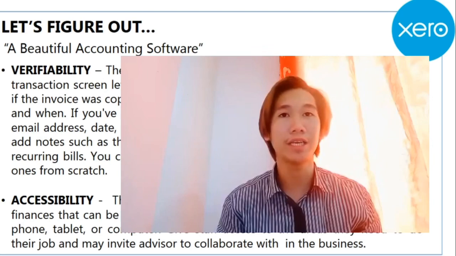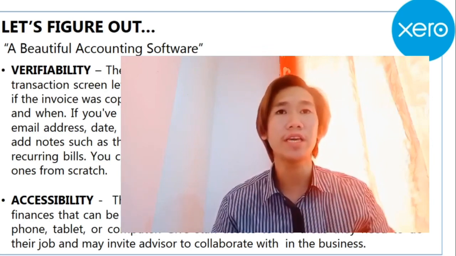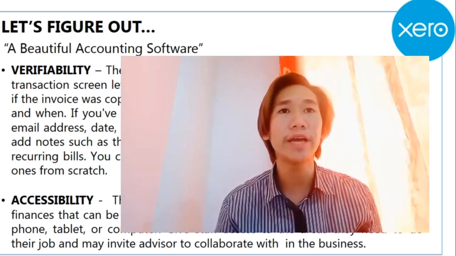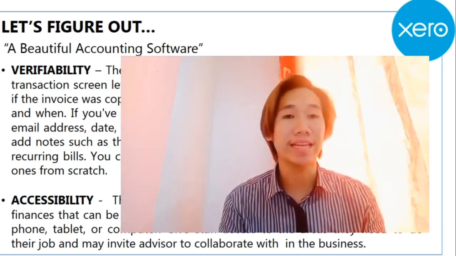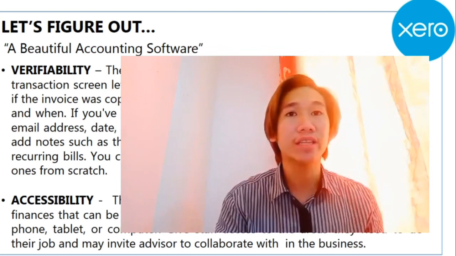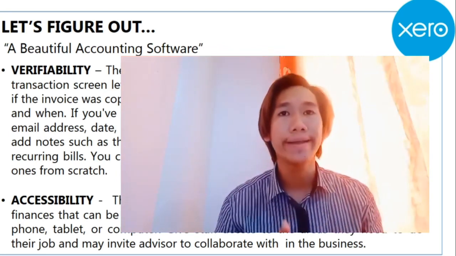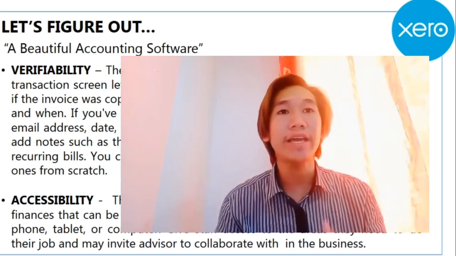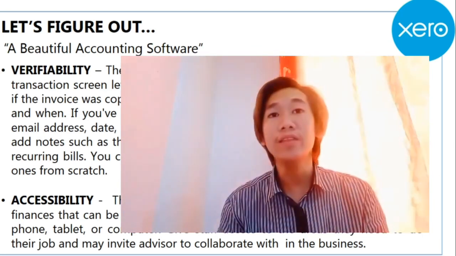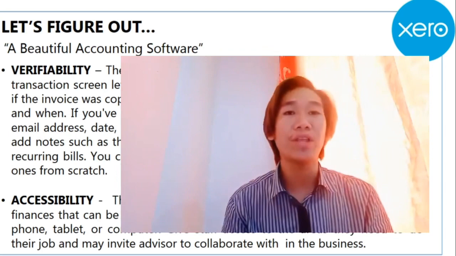Lastly, accessibility. In terms of accessibility, the information is accessible in a way such that business finances can be accessed anytime from any internet-connected device, including phone, tablet, or computer. You can give staff access to the areas they need to do their job and invite an advisor to collaborate within the business.